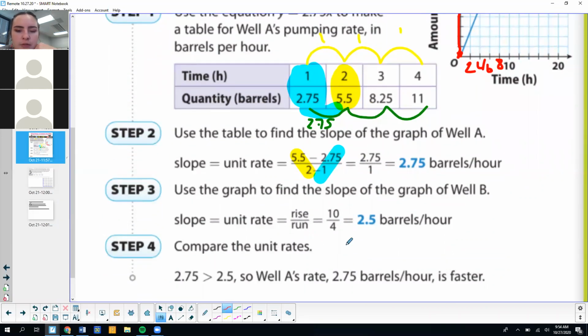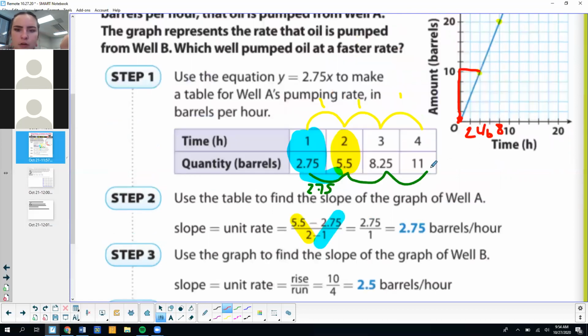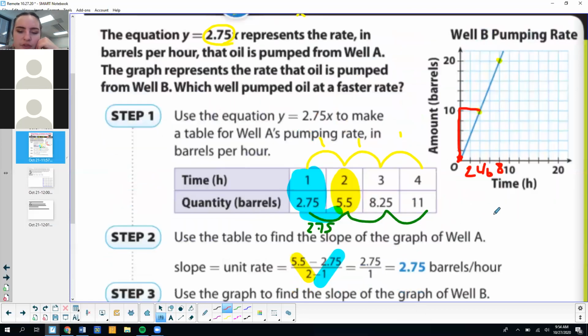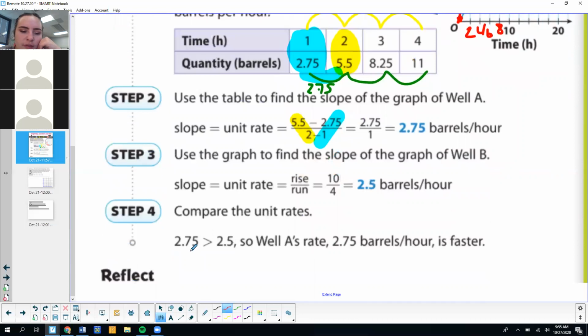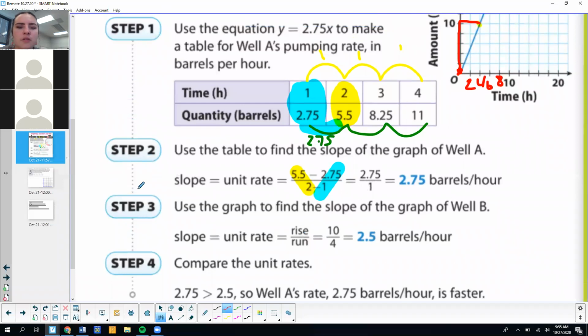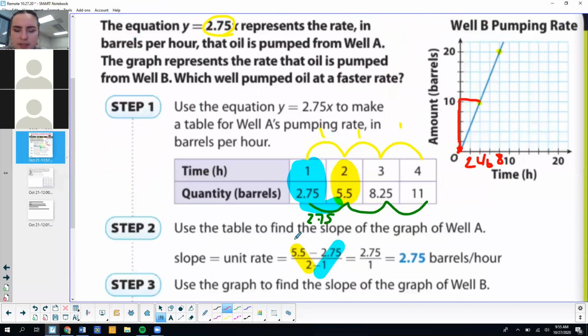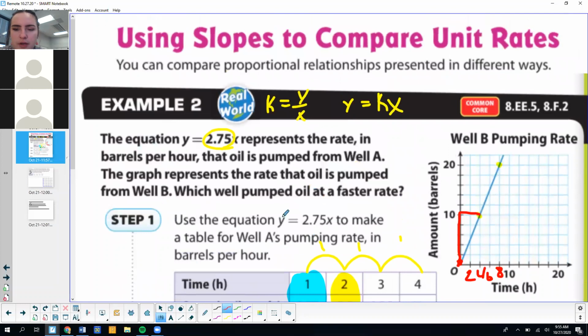So now we're comparing the unit rates. Well A is doing 2.75 barrels per hour. Well B is doing 2.5 barrels per hour. 2.75 is greater than 2.5. So well A's rate of 2.75 barrels an hour is faster. I know this is a lot of application, and it's kind of trying to understand what is going on within a context.